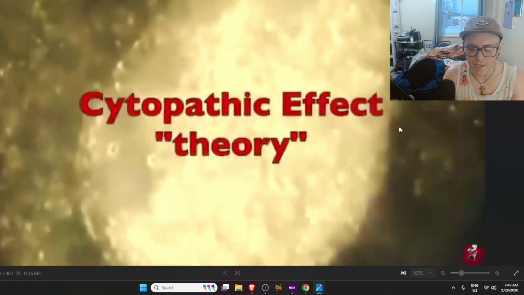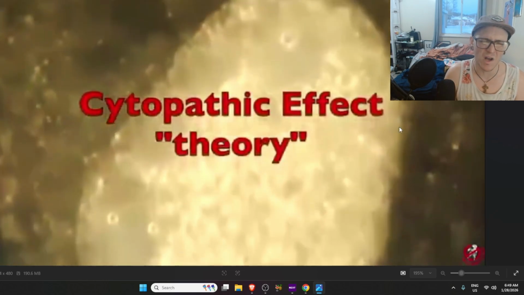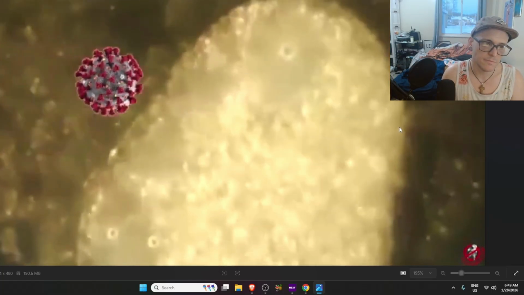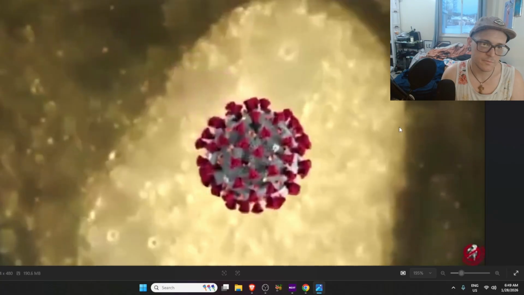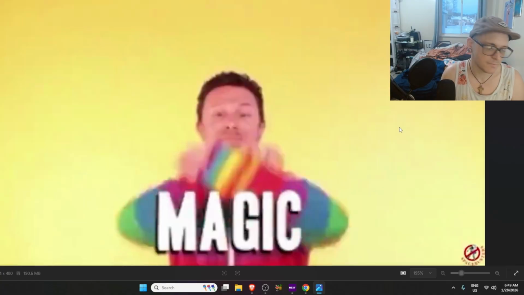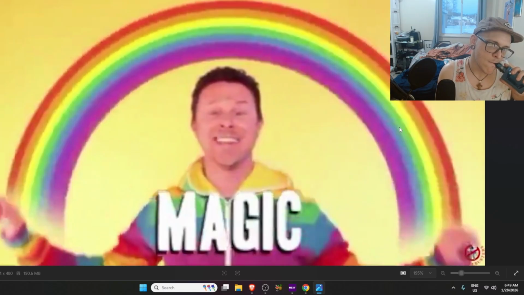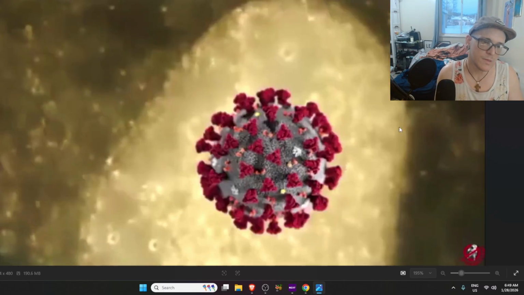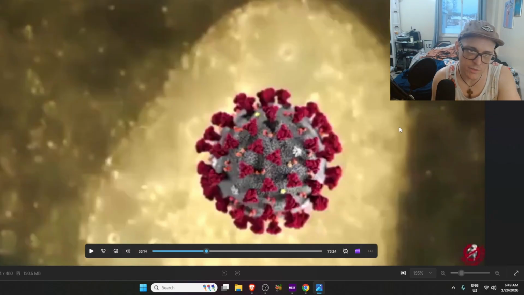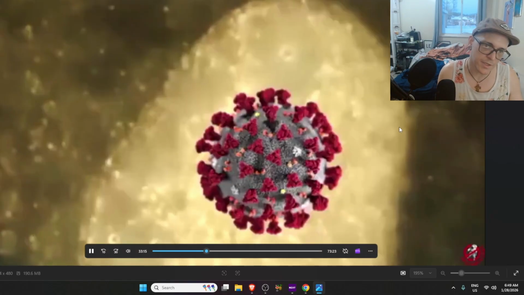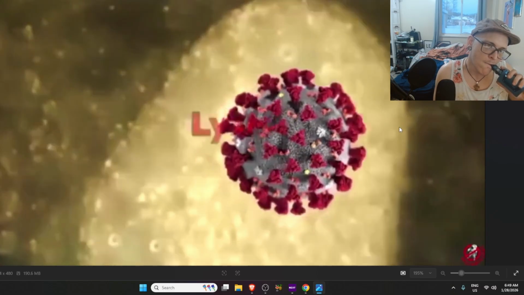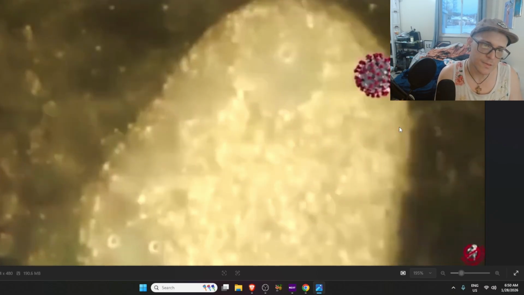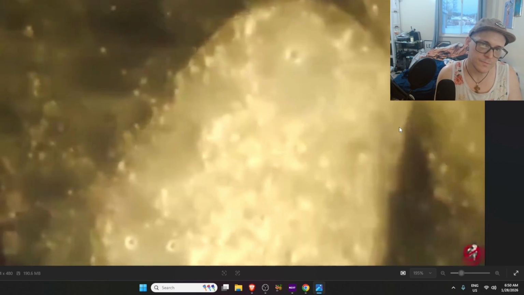The cytopathic effects theory states that somehow this dead ball of genes, fat, and protein can find its way inside a person's cells and by some form of rainbow magic cause an enzymatic change in the structure of the host cell, even though it has no enzymes to do so, which causes lysis, or the breakdown of the outer membrane of the cell, which blows the cell membrane open.